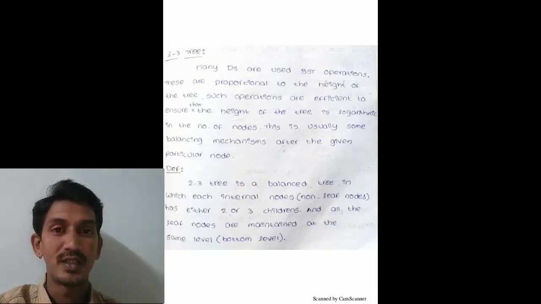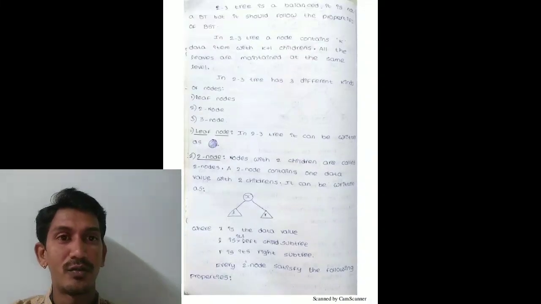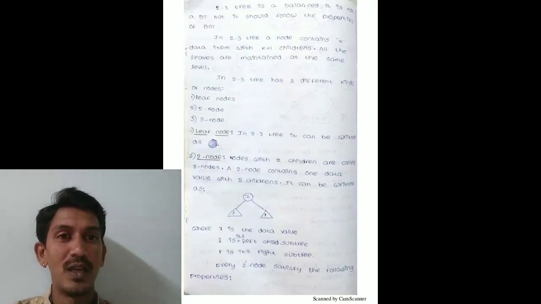So the 2-3 tree is a combination of the two-node property and the three-node property. So what is meant by a two node and what is meant by a three node? Let me see now. A node with two children is called a two node. A two node contains one data item and has two children. Let's see the tree structure of a two node.